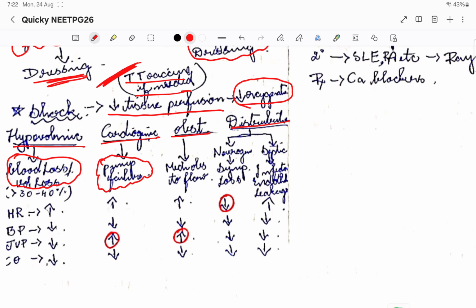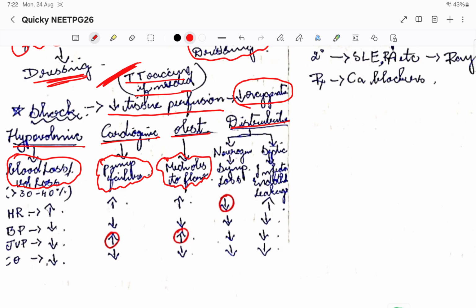Whereas obstructive shock is where there is mechanical obstruction to the flow of the blood. For example, let us take aortic stenosis, right? So if there is HOCM, here there is a mechanical obstruction to the flow of blood, so that is why the blood flow is decreased. Okay, so this is what obstructive shock means.